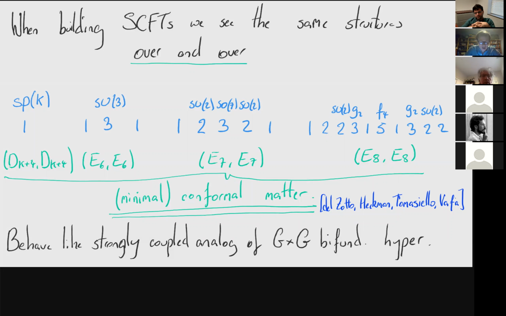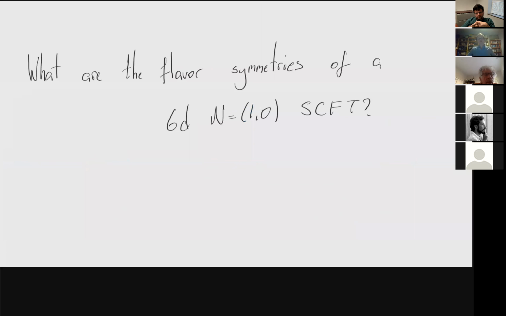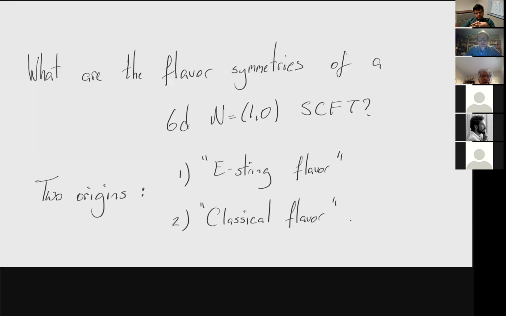Good. So I've told you now something about how you build 6D SCFTs, and now we want to start asking about the properties that we're interested in. So what are the flavor symmetries of 6D SCFTs? So there are two origins. They can be what I'm either calling E-string flavor or what's sometimes known as classical flavor. And I will explain these two concepts in turn.